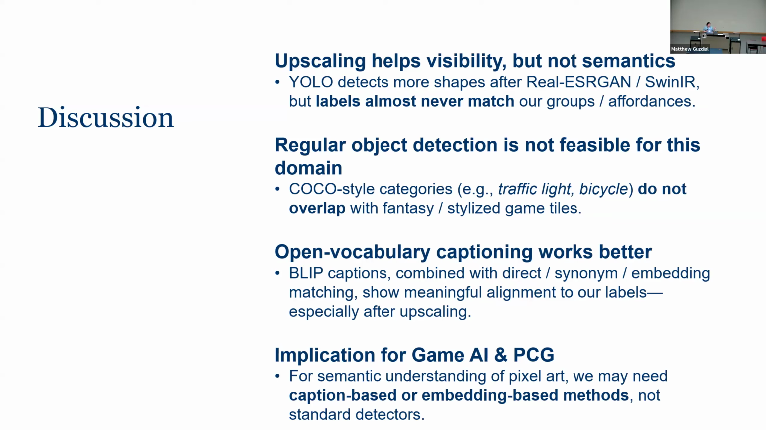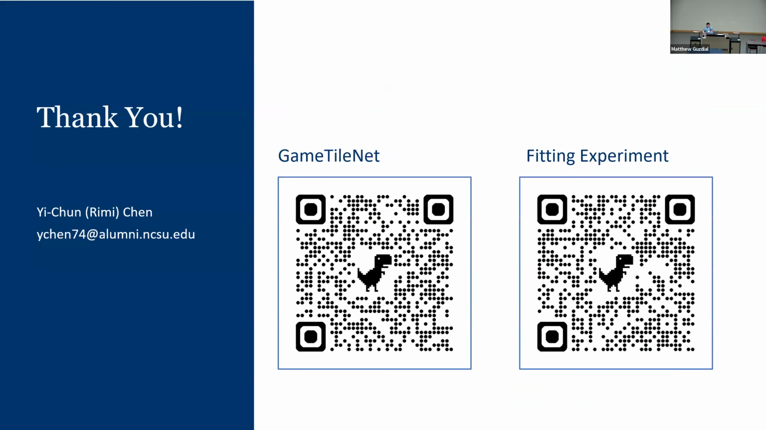In contrast, BLIP can describe tiles in an open vocabulary. So when we compare those captions with our labels using direct match, synonym, or sentence embeddings, we see much better semantic alignment, especially after upscaling. So maybe for Gen AI or PCG, for words that don't usually exist in our daily life, caption-based or embedding-based methods are probably a more promising direction than off-the-shelf object detectors when working on stylized pixel art.